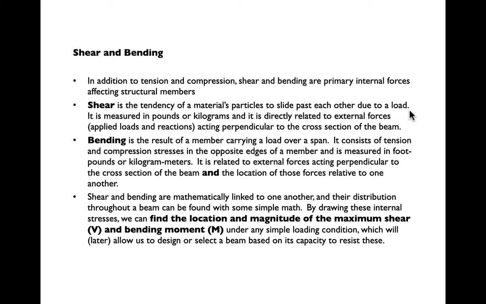Just like kitchen shears, we're slicing the beam, we're basically sliding one half of it past the other. Bending is what happens when we carry a load over a span and we get a pair of internal stresses. Tension usually on the bottom, but in multi-bay beams it can be at the top over columns as well, and compression on the other side of the beam from tension. And then these are mathematically linked through shear and moment diagrams.